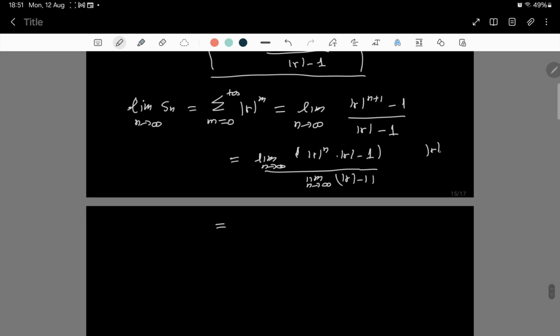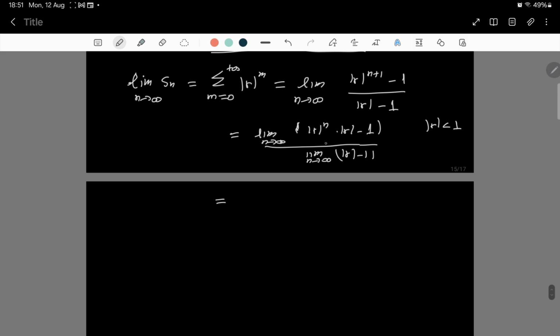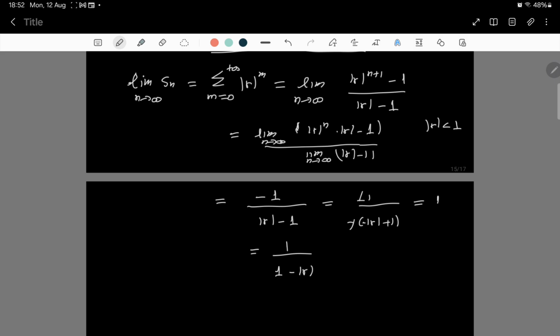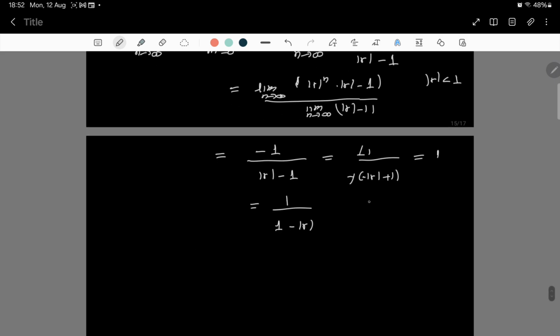Now if r, the absolute value, is strictly less than 1, this bit here goes to 0. So this term goes to 0, and I end up with minus 1 in the numerator over r take away 1. So I can write the denominator as minus, 1 minus r. So this is minus and this is a plus. So it's 1 over 1 minus r. And of course the absolute value of r should be strictly less than 1.